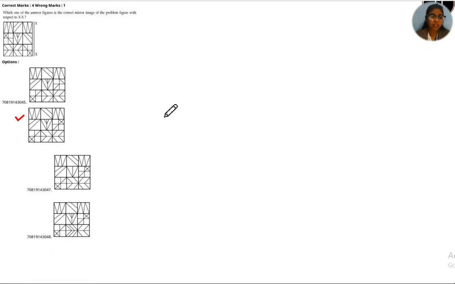Okay. The next question is, which one of the answer figures is the correct mirror image of the problem figure with respect to x-axis? Okay, a question figure is given to you and you have to find out the mirror image with respect to the axis, and the axis is given to you. Now look towards it. Start finding out the basic difference in the four options given to you. So one of the basic differences which I am getting to see is this one.